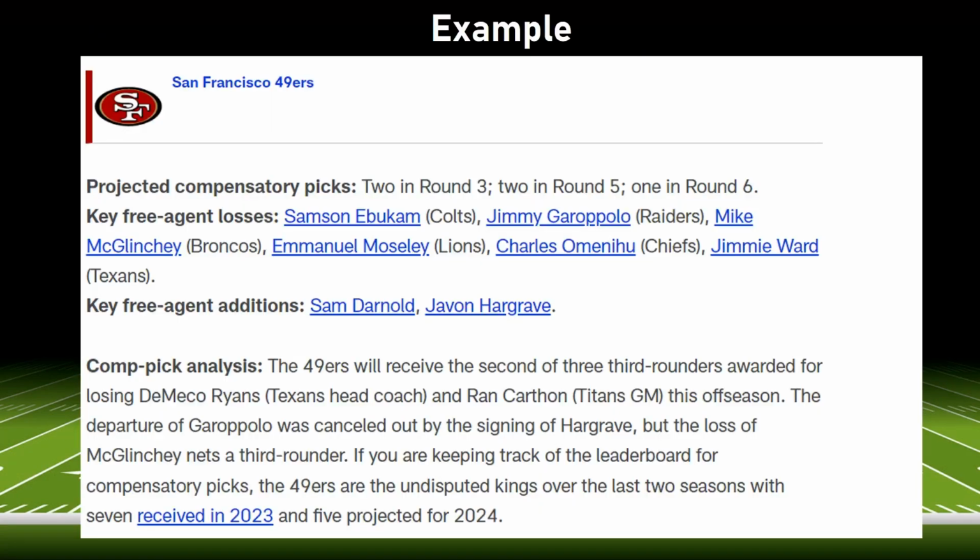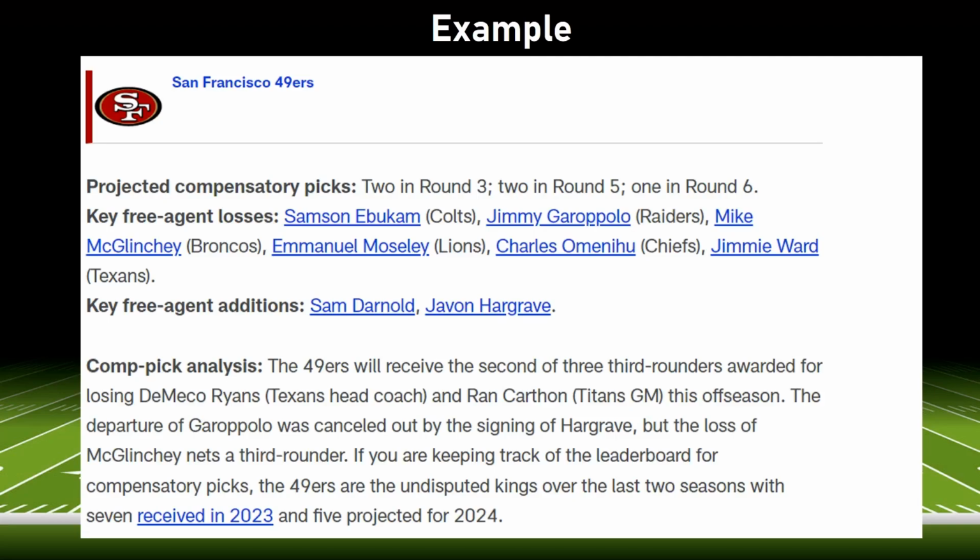All right, so those comp picks can be announced at any time, but here's an example of the comp picks. The Niners won last year with 7 comp picks because they had so many people going out. So their projected comp picks this year is, again, the same situation. 2 in round 3, 2 in round 5, and 1 in round 6. Again, this is a projection. This is from NFL.com from one of their writers.